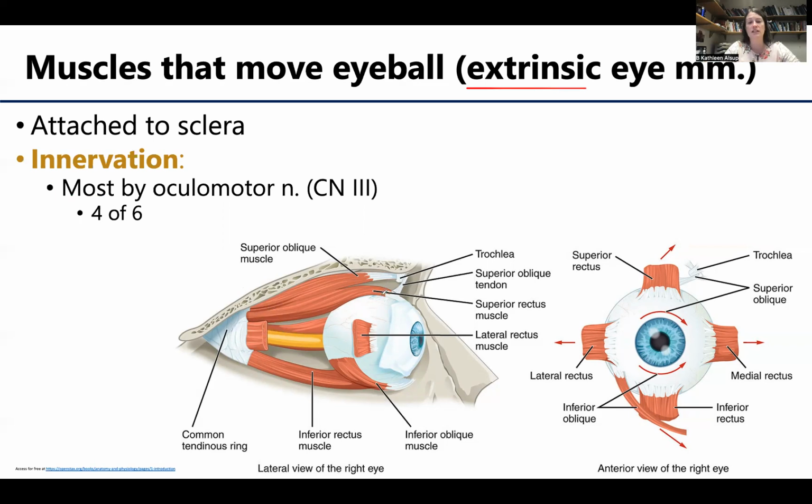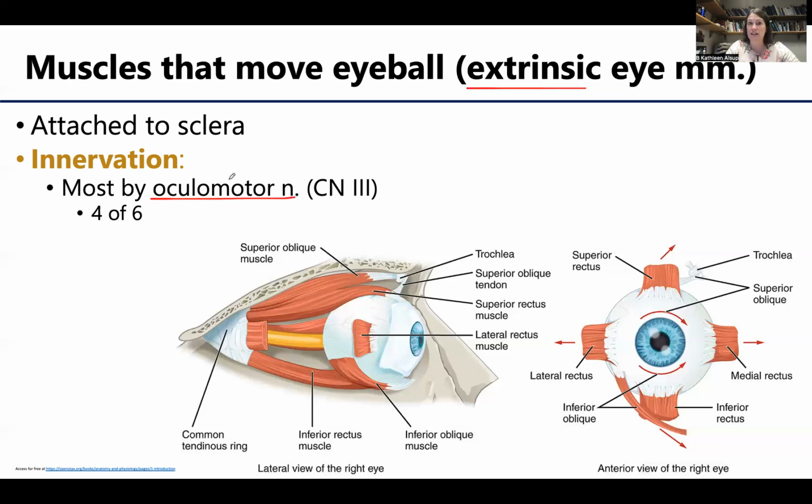But the distal attachment of all of these muscles is going to be on the sclera of the eyeball. And the sclera, colloquially, is referred to as the whites of the eye. And so all these muscles are going to attach on the sclera, and when they contract, they're going to move the eyeball. Most of these muscles are innervated by the oculomotor nerve.